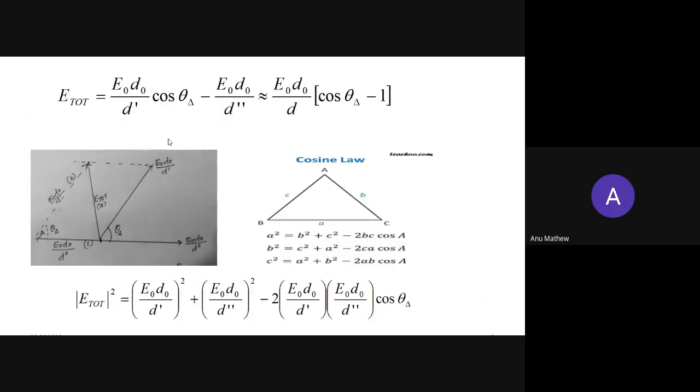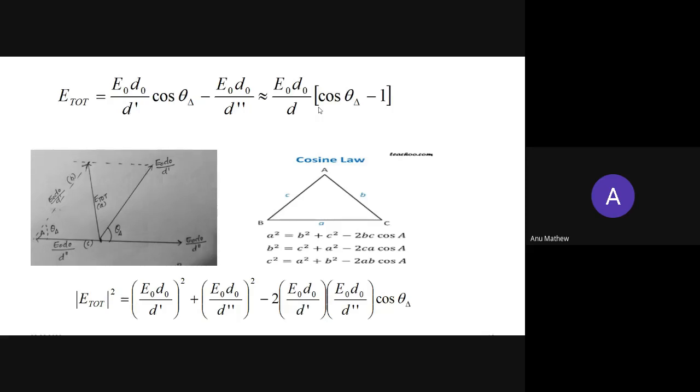Okay, we will continue. So E total equal to E naught d naught by d dash cos theta delta minus E naught d naught divided by d double dash. That is approximately equal to, because d dash and d double dash are approximately equal, so we can write d dash approximately equal to d double dash approximately equal to d. So we can write E naught d naught divided by d, cos theta delta minus 1. Okay. So this is the equation for the total energy.